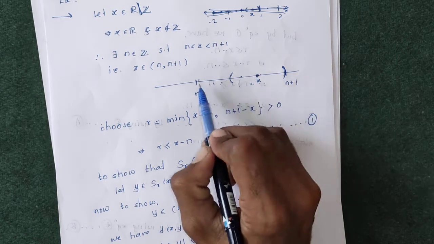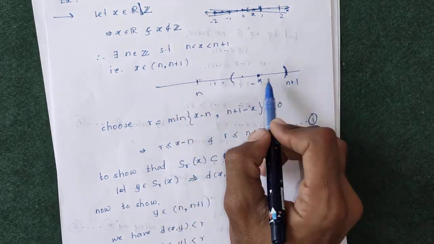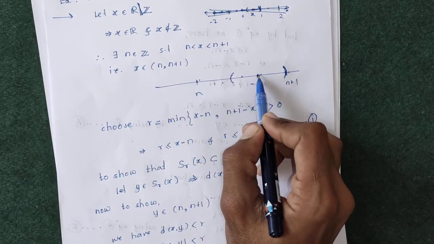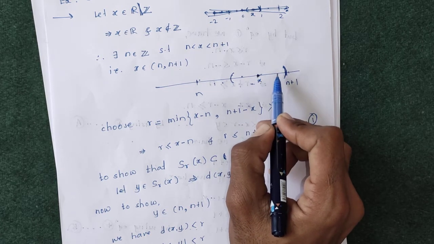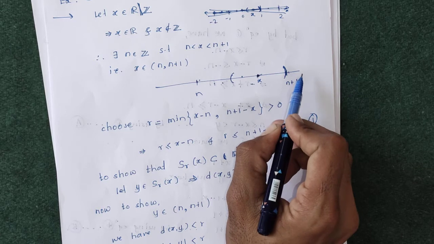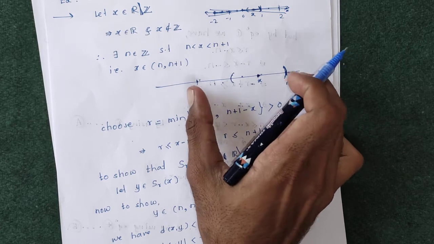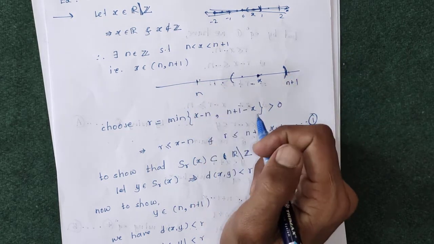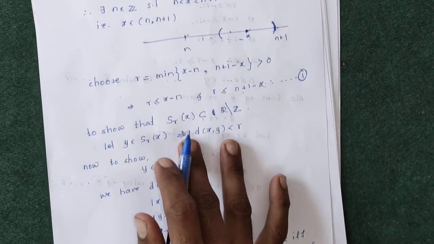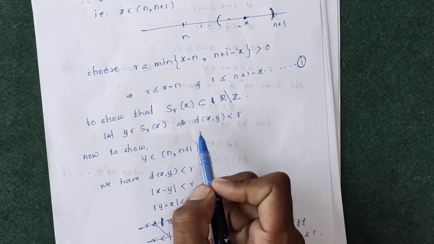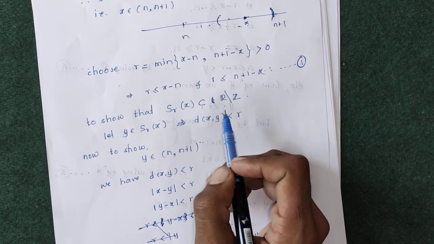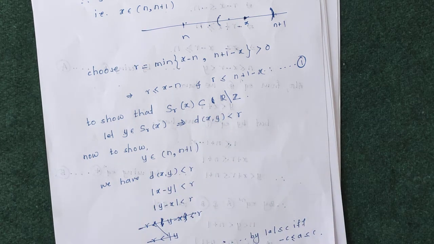For that radius we take the minimum of the distances from x to n and from x to n plus 1. For that radius we can draw the open sphere, and we know that open spheres in the real line are open intervals. This open interval lies in between these two integers, so it does not contain any integer. So this open sphere centered at x lies in R minus Z. From that we can say that R minus Z is an open set.